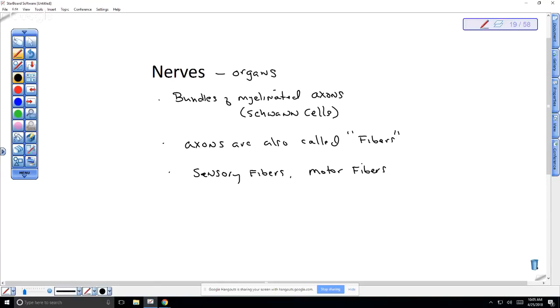So we're going to talk about the autonomic nervous system versus the somatic nervous system. The somatic nervous system deals with motor neurons that go to skeletal muscles, whereas the autonomic nervous system deals with smooth muscle, cardiac muscle, and glands. Okay, so those motor fibers could be going to skeletal muscle, smooth muscle, cardiac muscle, and glands.